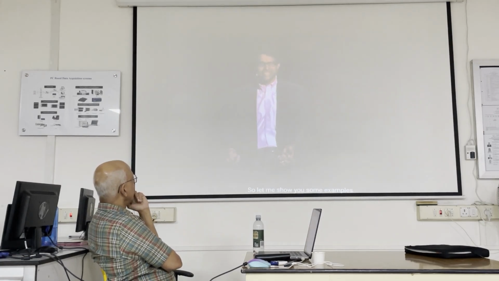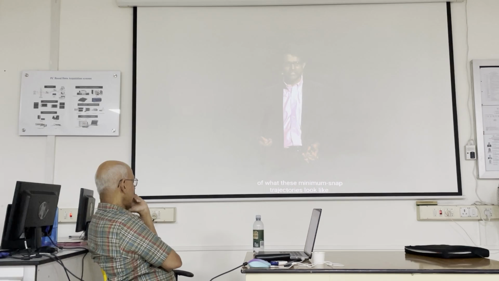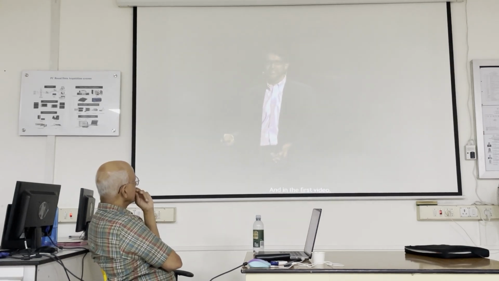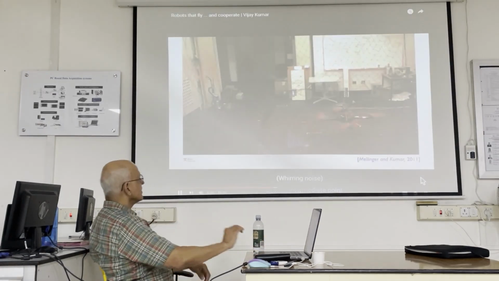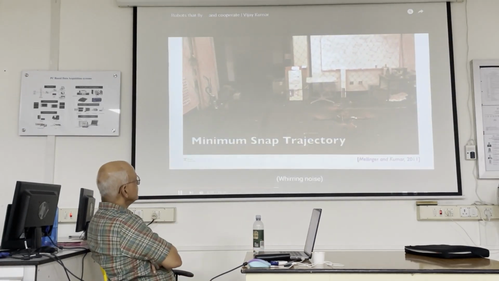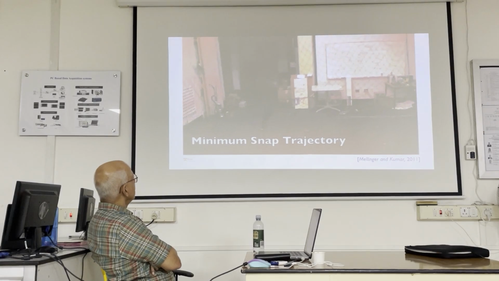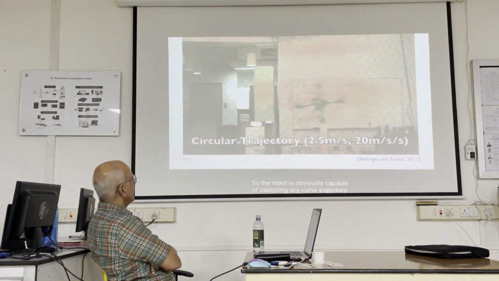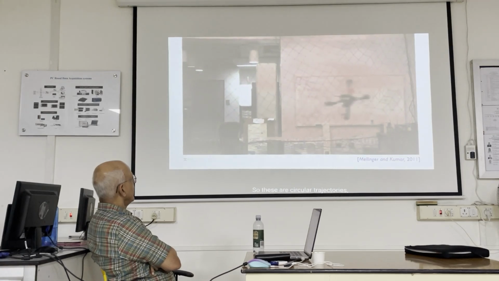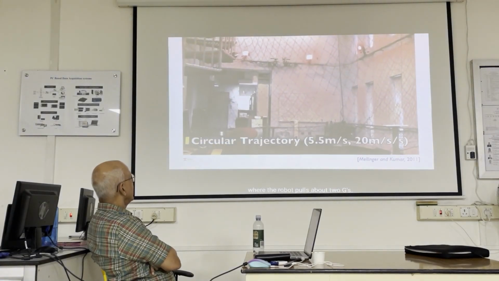So let me show you some examples of what these minimum snap trajectories look like. And in the first video, you will see the robot going from point A to point B through an intermediate point. So the robot is obviously capable of executing any curved trajectory. So these are circular trajectories where the robot pulls about 2 Gs.